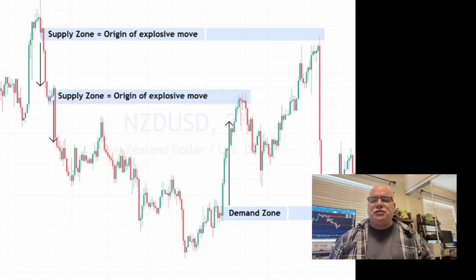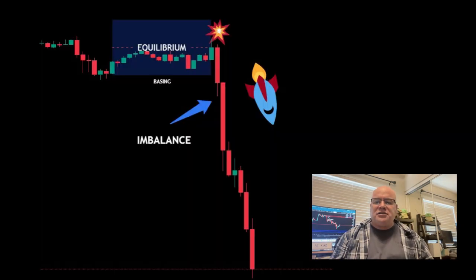It's a violent departure. If the move away isn't violent, the zone is not valid. Okay, we don't even look at it. So now let's talk about the anatomy of a zone. There are two things that we look at: equilibrium versus imbalance. On the diagram behind me, you see where we have equilibrium and imbalance.